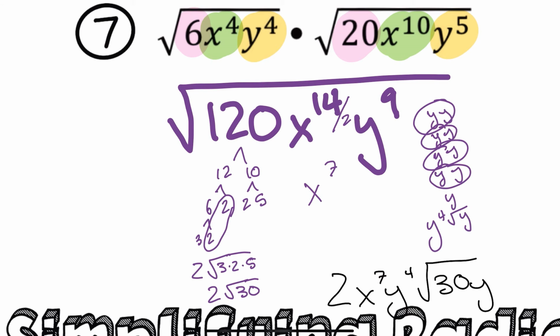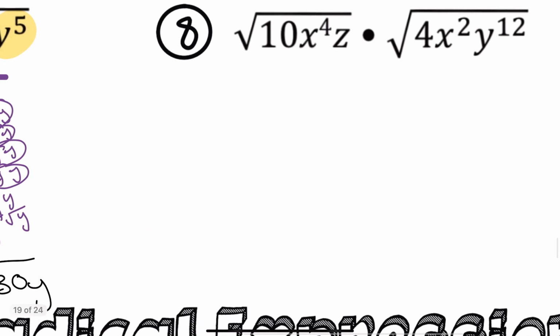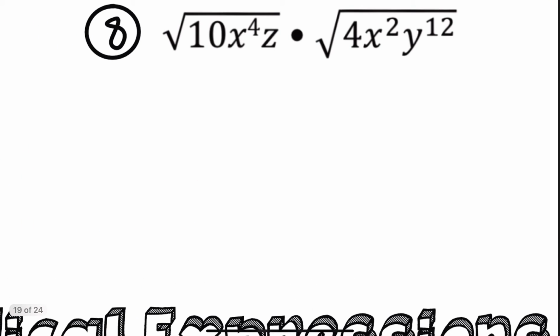Alrighty, moving right along, we have number 8. Okay, number 8, still the same idea. We do want to put these together first and then simplify. So let's see what we have here. We have 10 and 4. Those can go together because they're both constants. We have x and x. Those will go together. We have a z. No other z's, though. And we have a y without any partners either. And that's fine, because all we're going to do with those is just bring them straight down if they don't have anything to combine with.